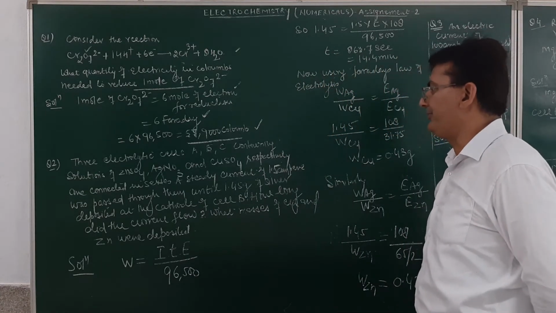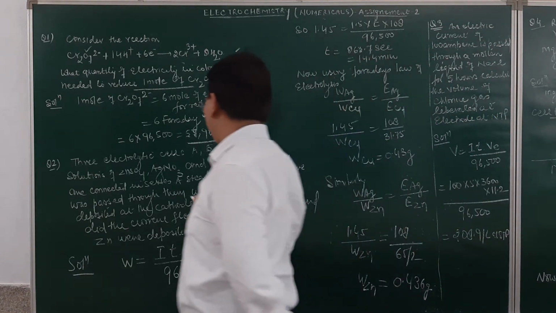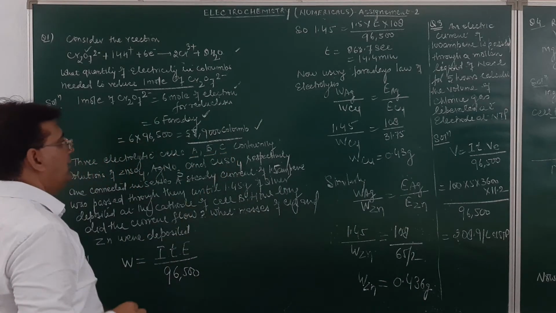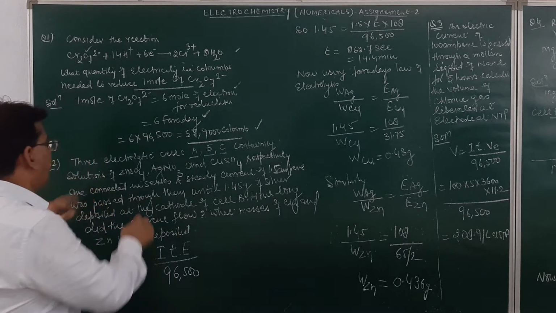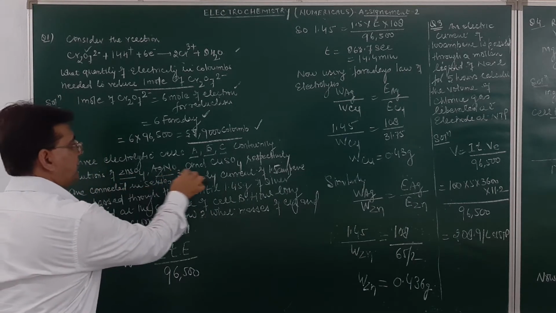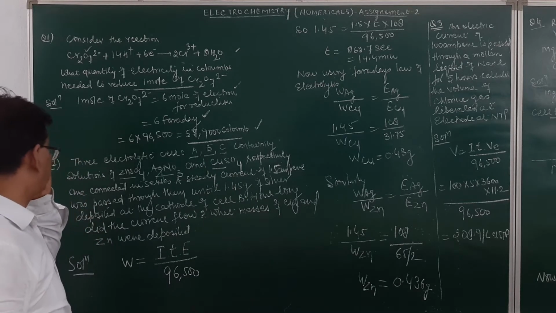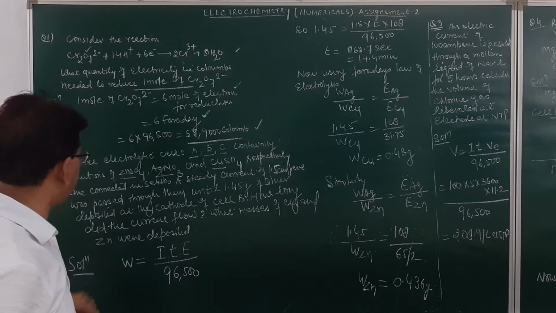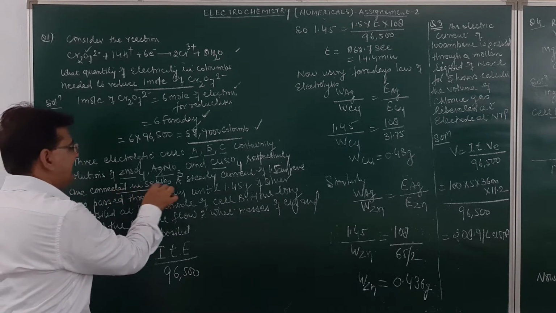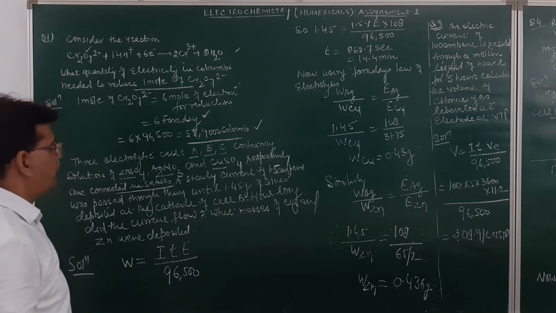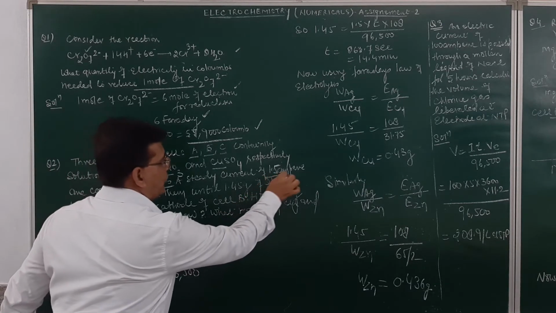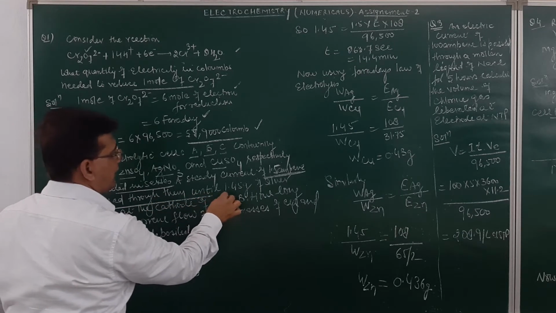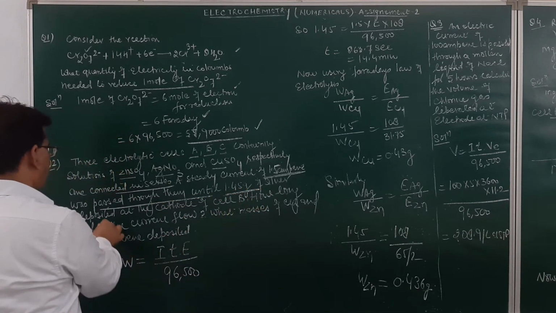Now look at the second question. There are 3 electrolytic cells, A, B and C, containing solutions of zinc sulfate, silver nitrate and copper sulfate respectively. They are connected in series. Then a steady current of 1.5 ampere was passed through them until 1.45 gram of silver was deposited.